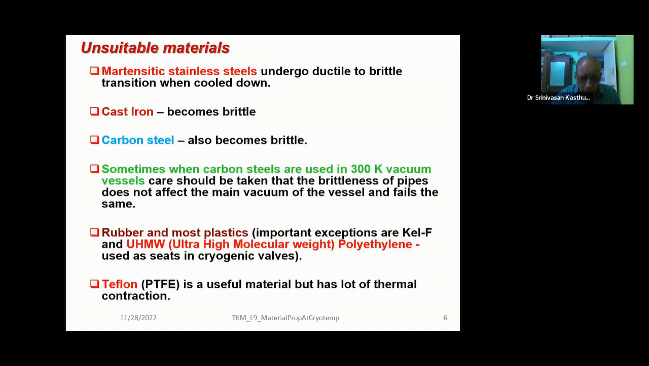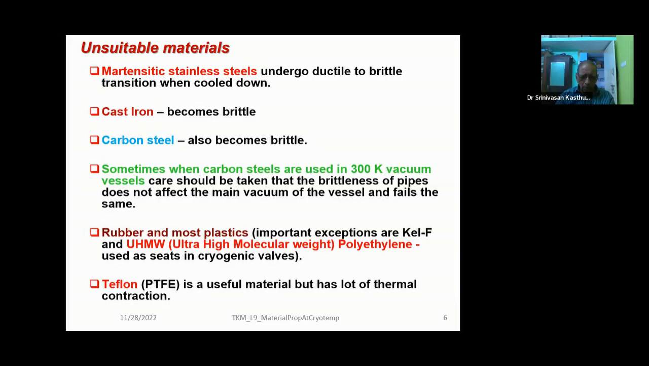Many times carbon steel is also used in 300 K vacuum vessels, and in that case care should be taken so that the pipes do not become brittle and affect the main vacuum of the vessel, because sometimes it can fail. So you have to be careful if you use, for example, carbon steels for the outer vacuum jacket. And rubber and most plastics actually crack at low temperature. Rubber, plastics, etc.